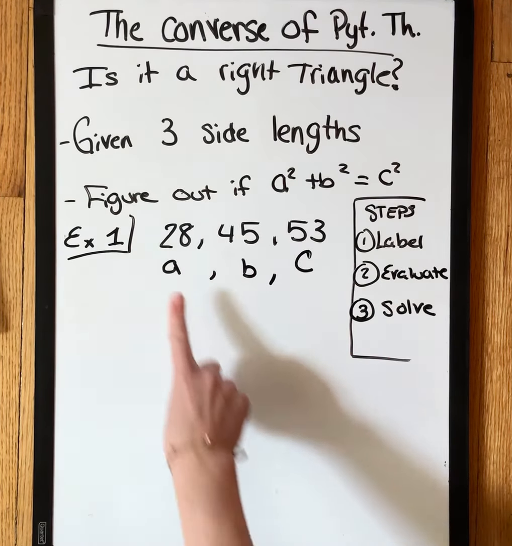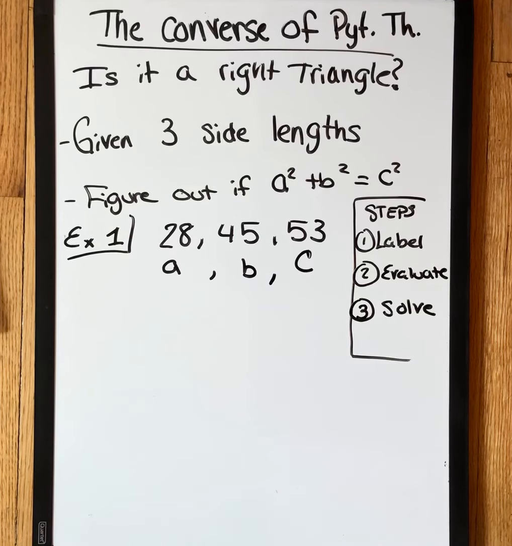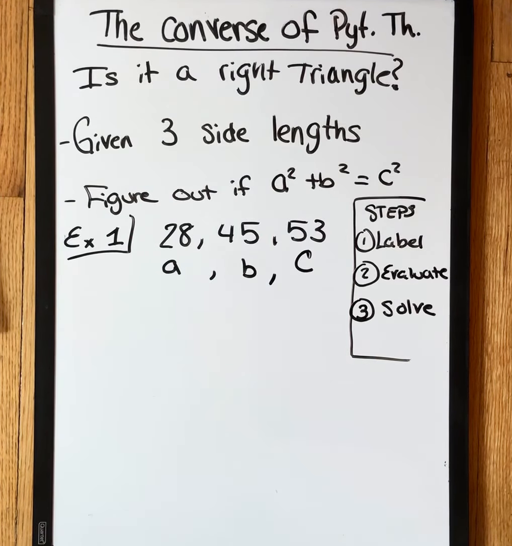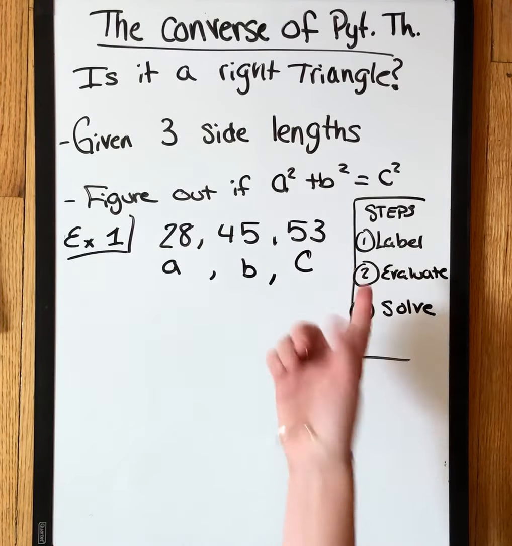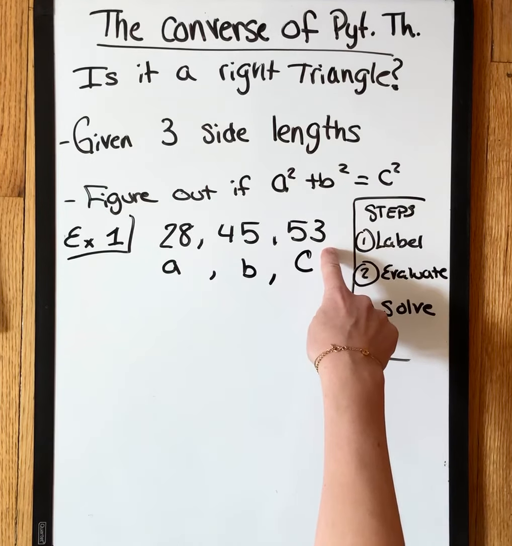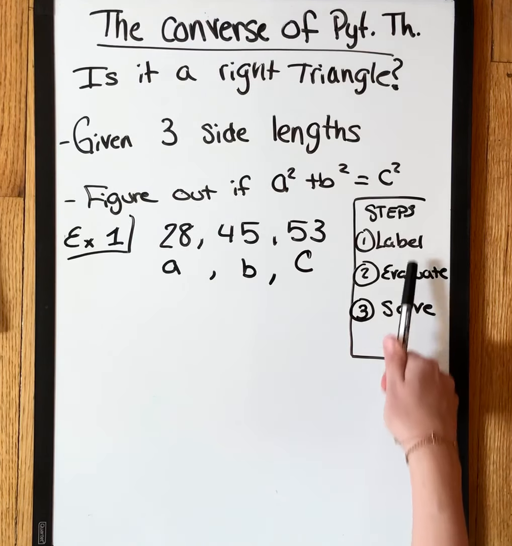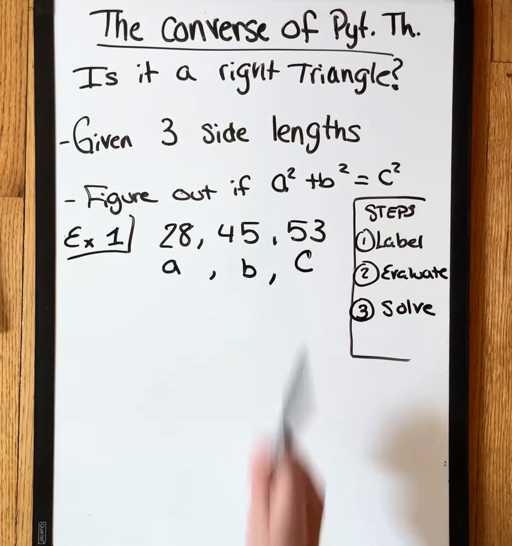90% of the time, they're going to be given to you in this order where C is going to be the last one. We'll look at an example today where that is not the case. It's always good to just double check that they are in order and that the last one is your biggest one, which is C. That's the most important thing. A and B can be either of the two smaller ones. So we've labeled our A, our B, and our C.